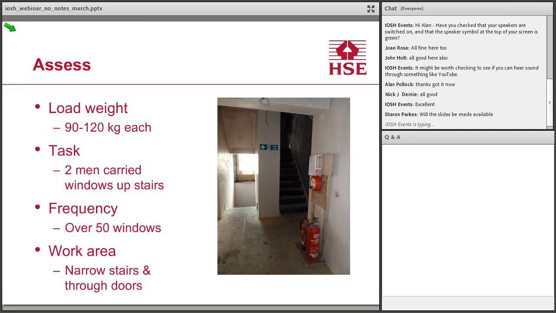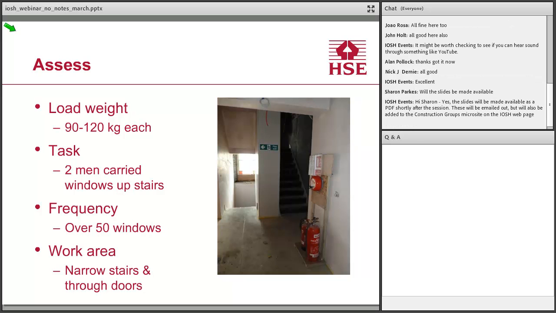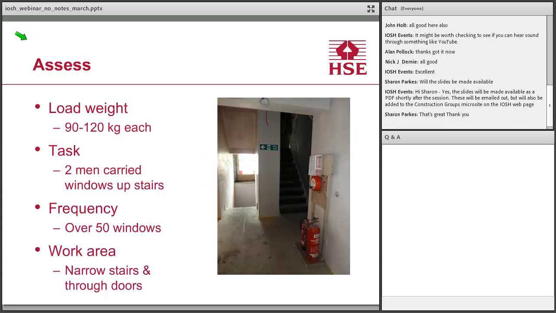What the inspector found out is each window weighed between 90 and 120 kilograms, depending on which type of window it was. 2 men carried the windows up the stairs. That's one of the stairways, and then they were carrying up these stairs here. So they're quite narrow and quite dark and steep as well. There are over 50 windows to be installed, and I've already said about the work area.